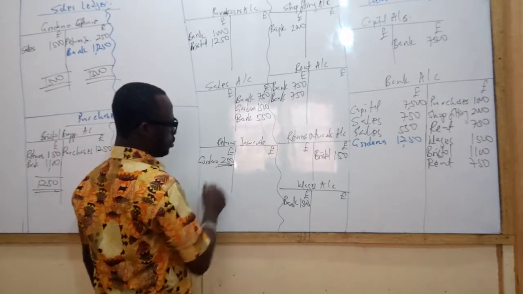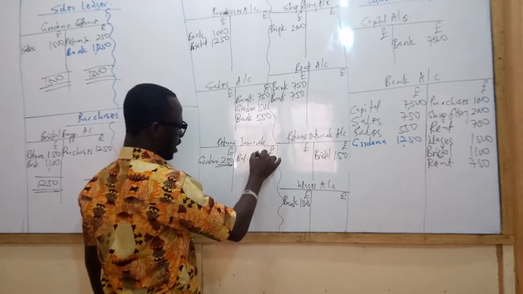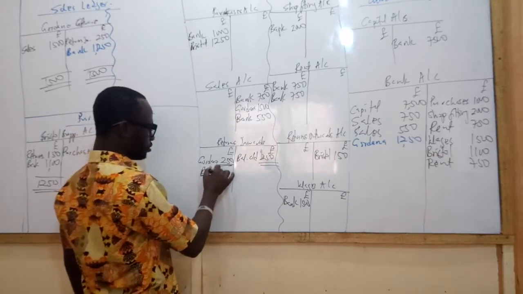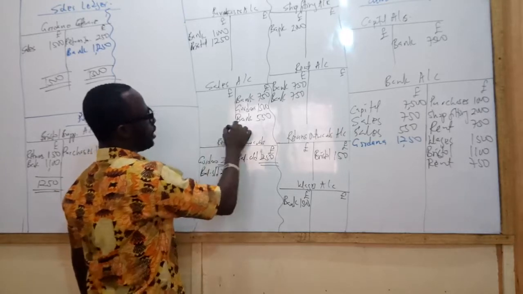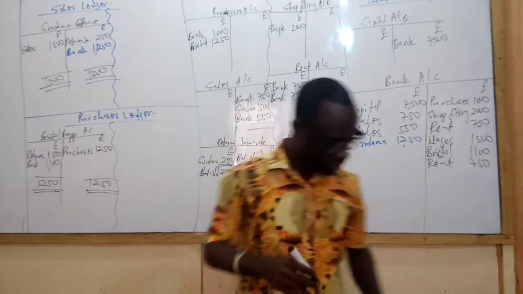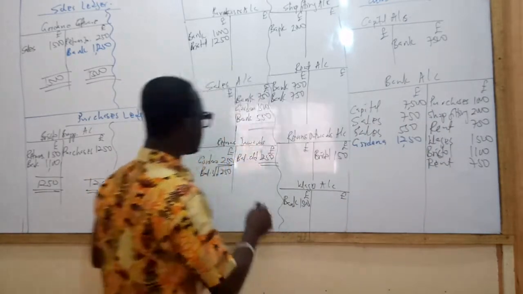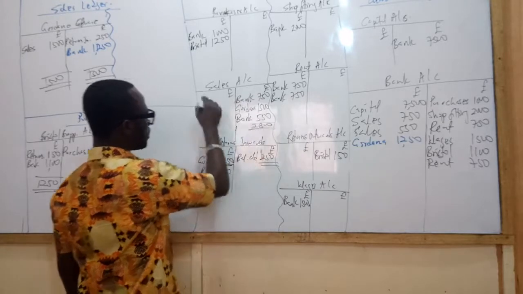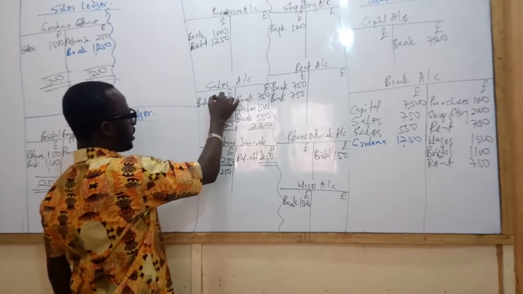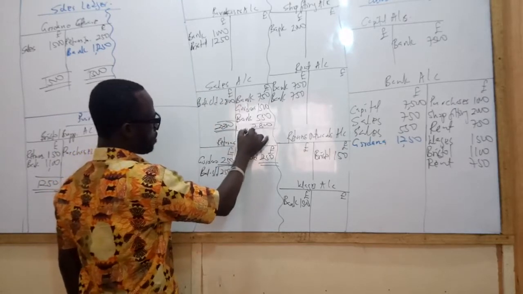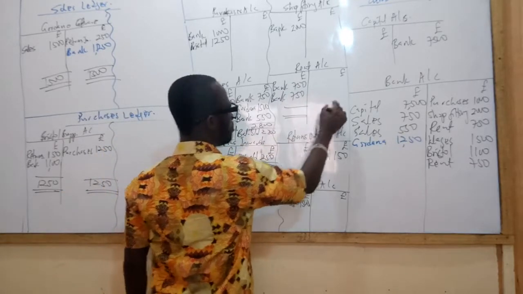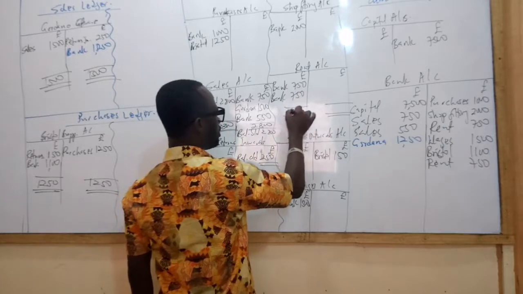Return inwards. Going to have balance carried down here, 250. Then balance brought down, 250. Sales account, when we sum this figure up, I think we should get somewhere around 2,800. So the same figure is supposed to be here. So this is going to be balance carried down 2,800. Balance brought down 2,800.